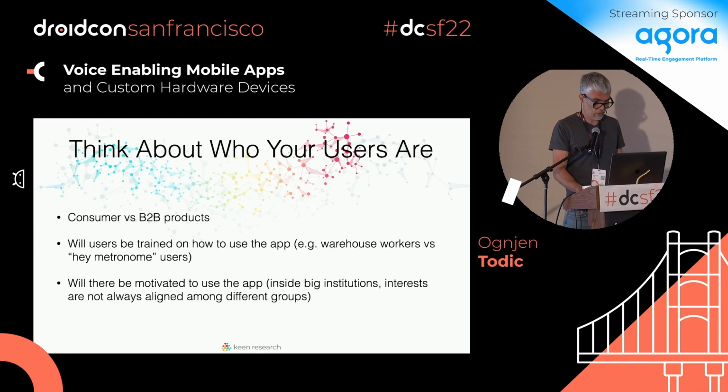Some quick tips. Think about who your users are. It's different if it's a consumer product versus B2B. B2B users you can train, etc. Are they motivated to use the app or this new feature? In big institutions and corporations, sometimes interests are not always aligned. Management wants better productivity, etc., and end users, they don't want change. So now they need to use voice. They're like, oh, I don't know, I'm not too crazy about this, even though it's going to help them too.